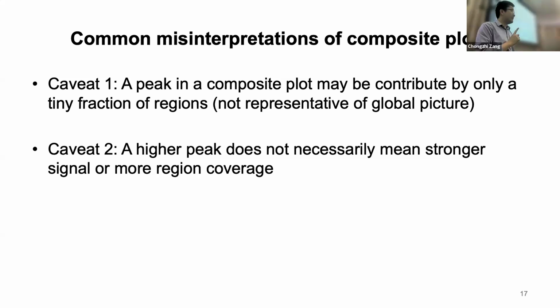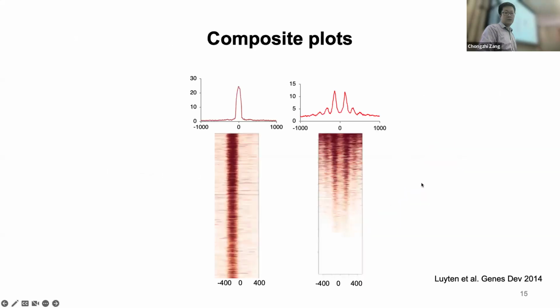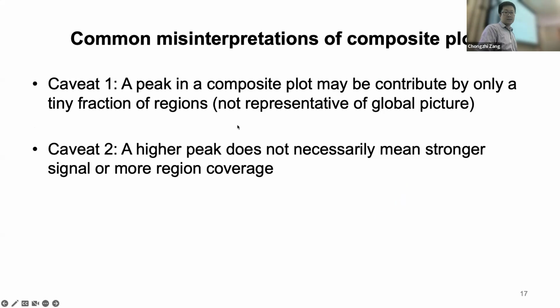First, a peak in a composite plot, no matter whether you see it in this way or as a very sharp peak, may be contributed by only a tiny fraction of regions. If you see a peak in a composite plot, it does not necessarily mean that all of the regions you are looking at have such a peak.